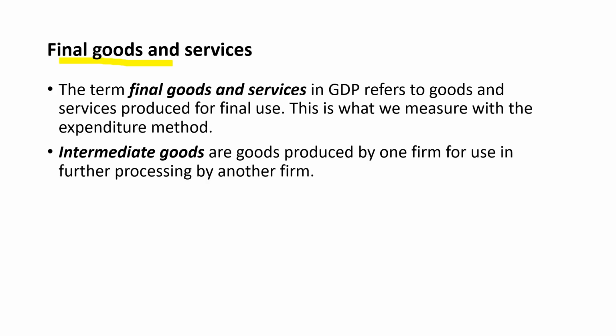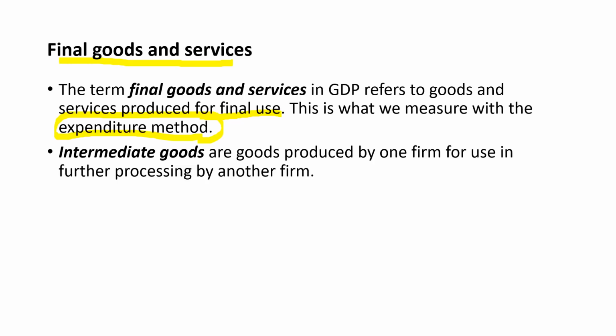Final goods and services. The term final goods and services in GDP refers to goods and services produced, as we said, for final use. This is what we measure with the expenditure method. We will see the two methods later in this chapter.